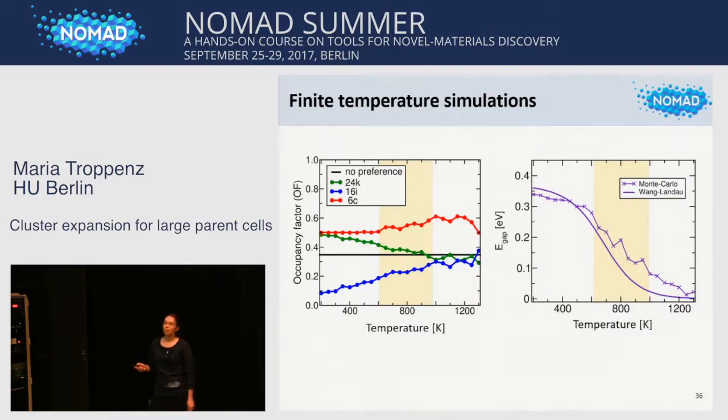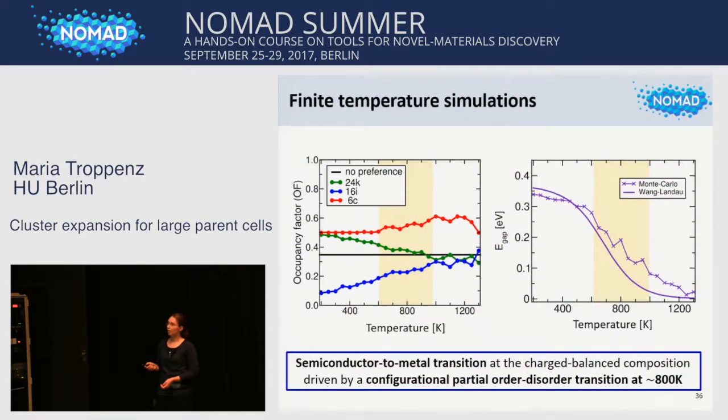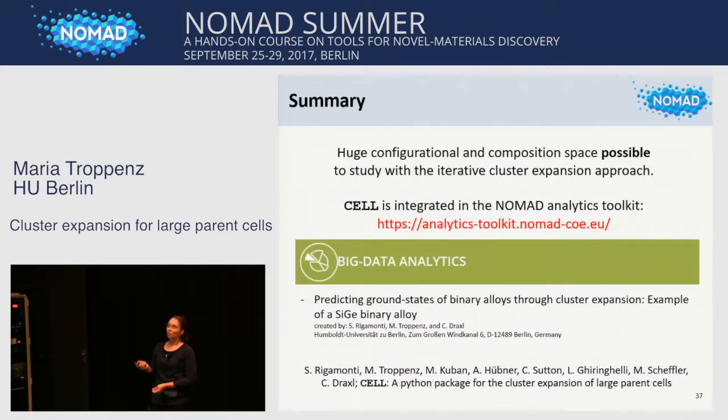So from our thermodynamic analysis, we could confirm that we have a configurational partial order-disorder transition at 800 Kelvin, and this drives the semiconductor to metal transition at the charge balanced structure. And this, for instance, is the band gap versus temperature, also performed with 2 different kinds of methods, and you see that the band gap reaches 0 above 800 Kelvin. With this, I want to conclude.